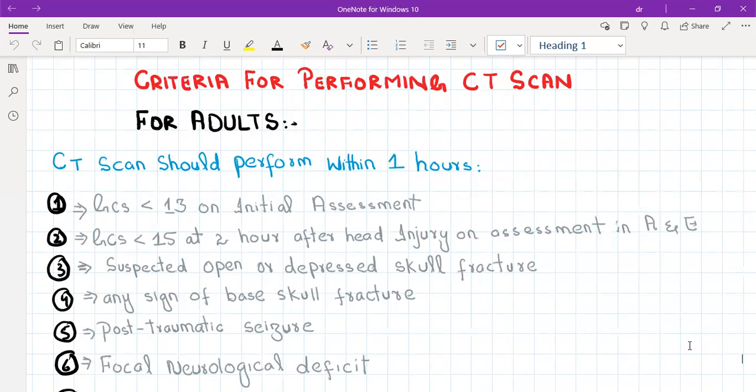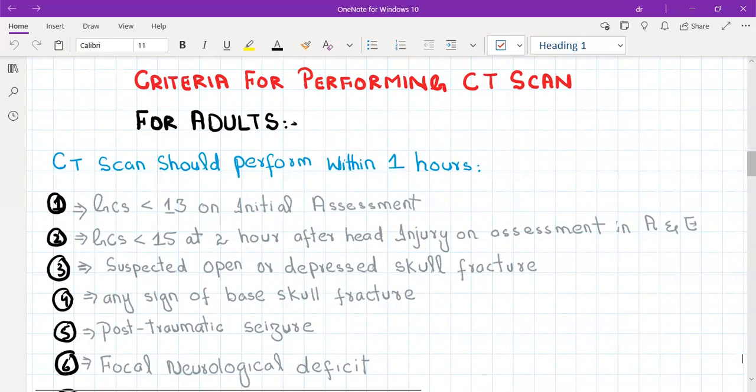So signs of base of skull fracture will be panda eyes, that is blue eyes, bleeding from the nose, or leakage of any fluid from the nose, leakage of any fluid or blood from the ears. Okay, any bruising behind the ear. So these are signs of base of skull fracture.